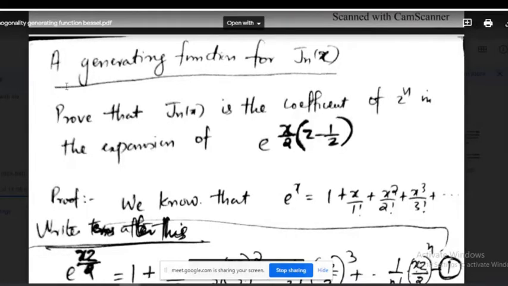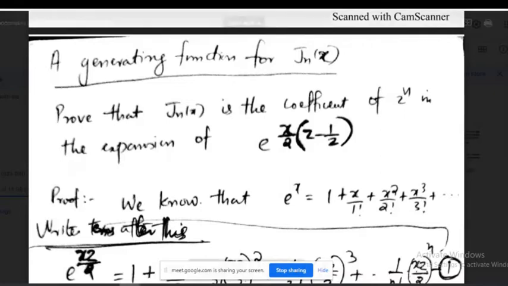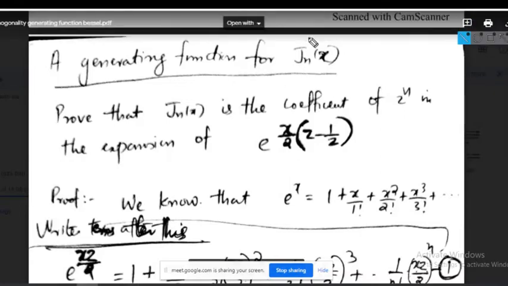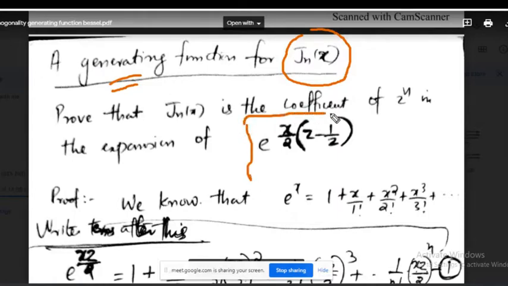Today we are going to see the generating function for J_n(x), the Bessel function. Okay, generating function. Here, exponential x by 2 (z minus 1 by z). This is the generating function for the Bessel function.